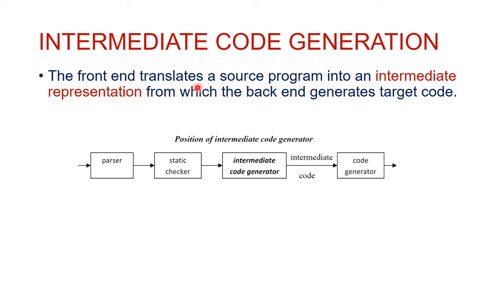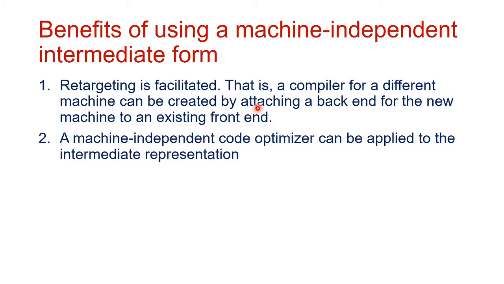The front end translates the source program into intermediate representation from which the back end generates the target code. What are the benefits of this intermediate codes? Retargeting is facilitated, which means the front end of the compiler can be attached to any type of backend, which is machine dependent.